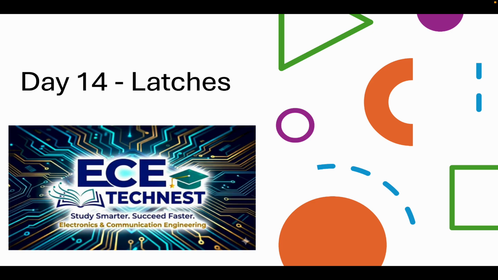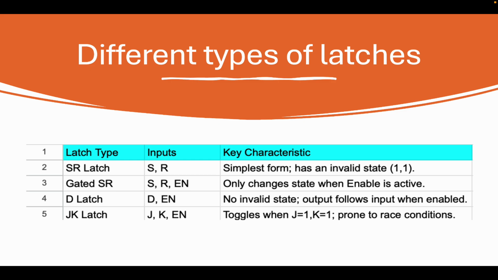Today we'll be discussing an important concept in sequential circuits, that is latches. The different types of latches that you can see are SR latch, gated SR, D latch and JK latch. The SR latch is the simplest form and has an invalid state 1,1. That means when your inputs S and R are both 1, you will see an indeterminate state. And for gated SR, you have S, R, enable. This is important because it provides better timing and improves the race around condition.